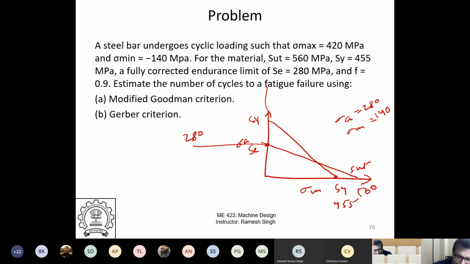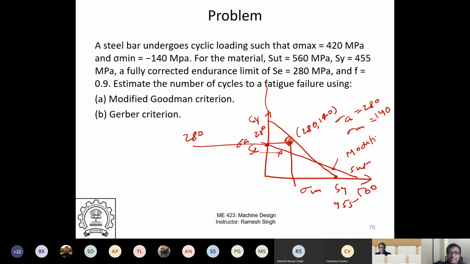So I am somewhere here. This is my modified Goodman line. I'm somewhere here, 280 and 140. What this means is, if I were here, I would have infinite life. Since I am here, now I have a finite life. You get me?